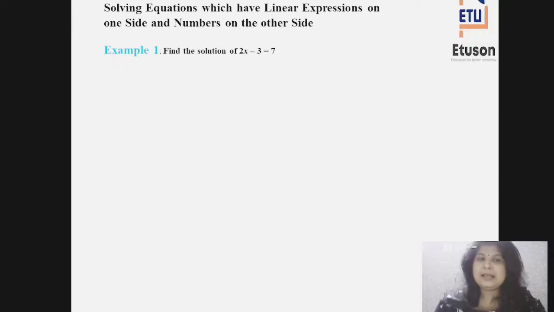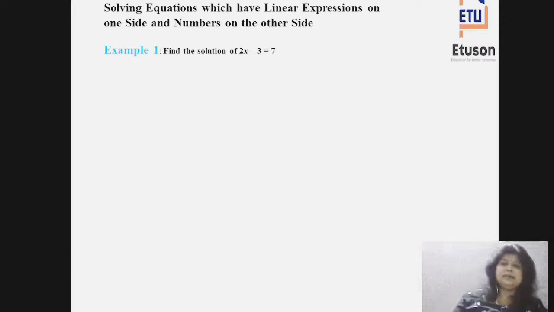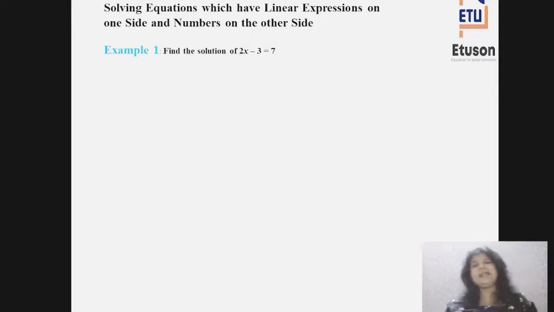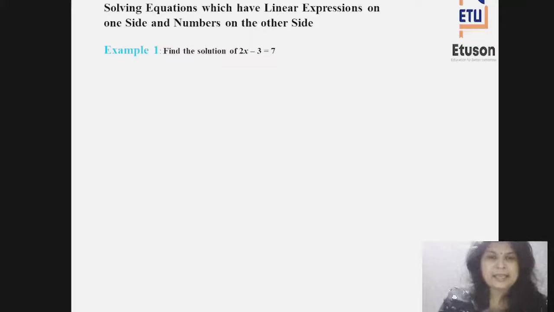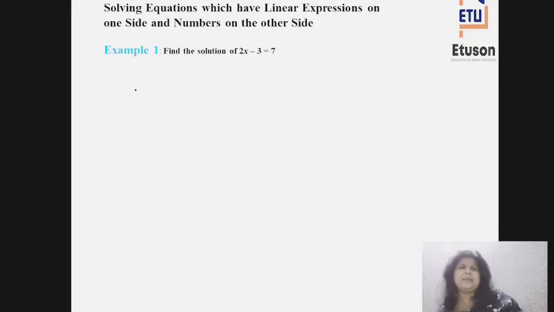So now let us take some linear equations and solve them. What we have to do is just take the numbers to one side and the variables to the other side. We are going to find out the solution to it. Okay, shall we start now? Okay, so find the solution of 2x minus 3 is equal to 7. It's very simple. Correct or not?